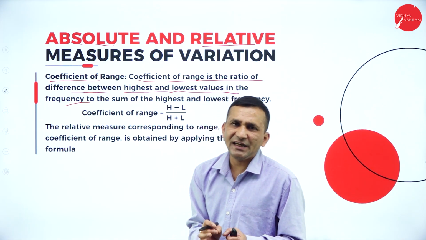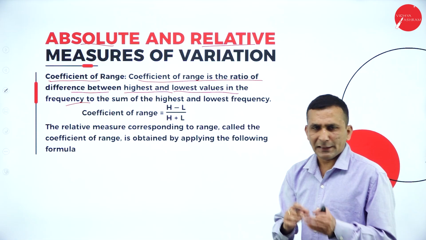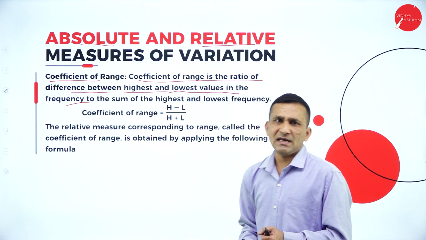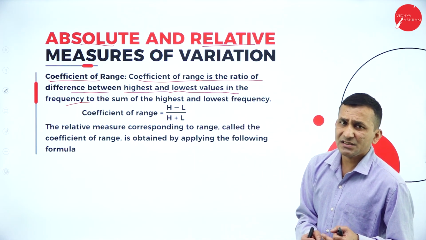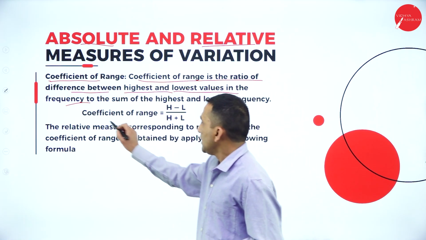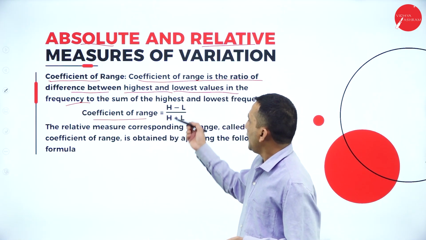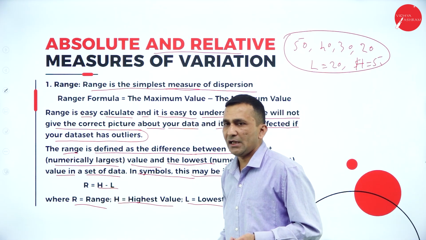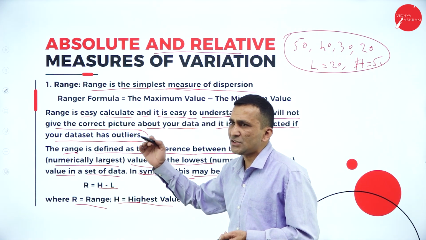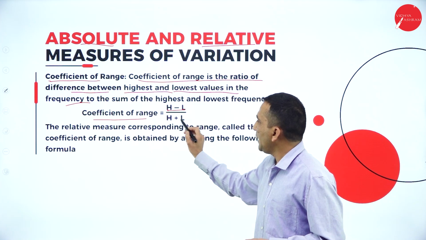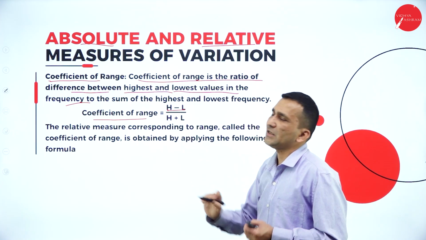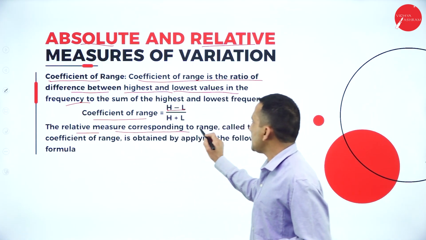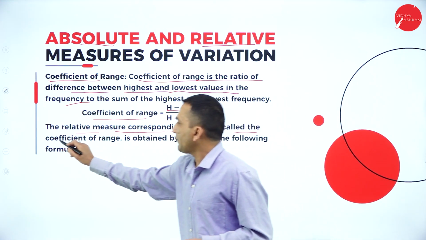Again, when you are seeing the data, you need to identify properly whether it is discrete ungrouped data, discrete grouped data or continuous data. As a statistical student, you have to observe very carefully. The coefficient of range formula is simple. In the previous slide you can get an idea: the formula is R is equal to H minus L. Whatever is in the range is the numerator also, the same thing. But in the denominator, instead of writing minus, we write H plus L, so the sign is changed. The relative measure corresponding to the range is called the coefficient of range.